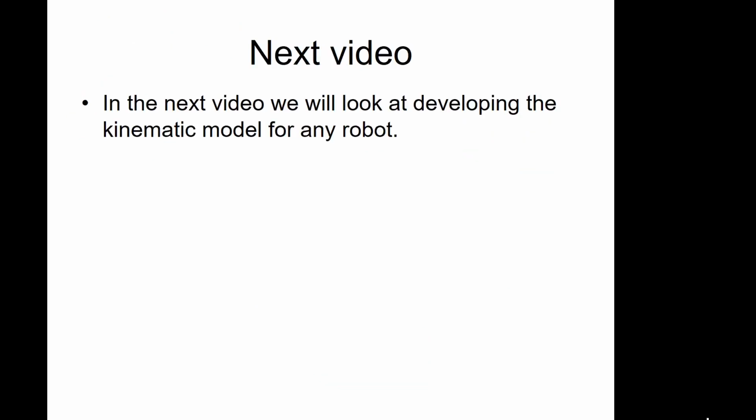So that was for our differential drive robot, and that's the simplest kinematic model. In our next video we're going to look at a general case robot, so that it could be any configuration, and derive the kinematic model for that. Then given that, we'll apply it to a differential drive robot, so hopefully we'll come out with the same equations, and also to an omnidirectional robot.